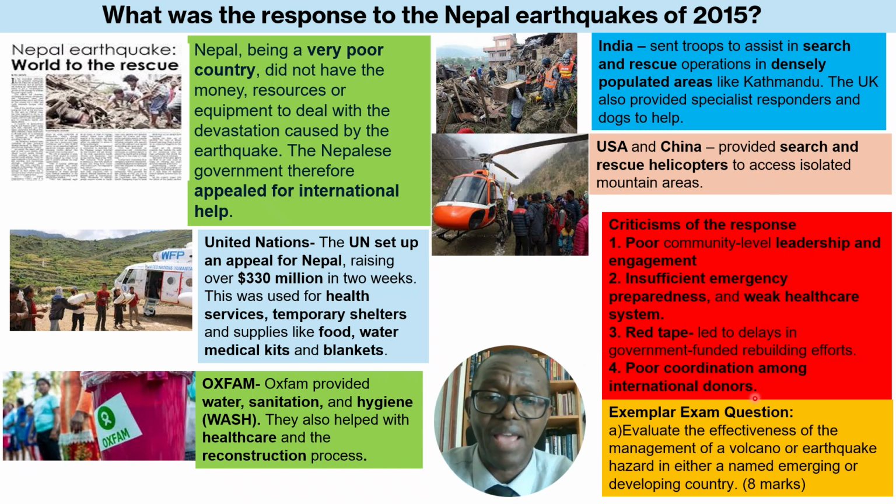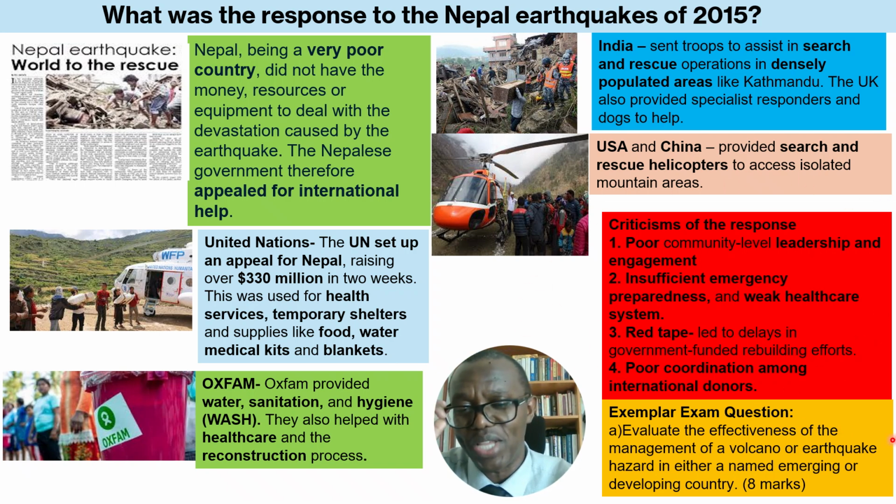Okay, and these here are criticisms that can be used, especially the first three here, because they show that LICs are not necessarily very good at responding to hazards such as earthquakes, and this would be a good example in terms of having points to talk about and to discuss.